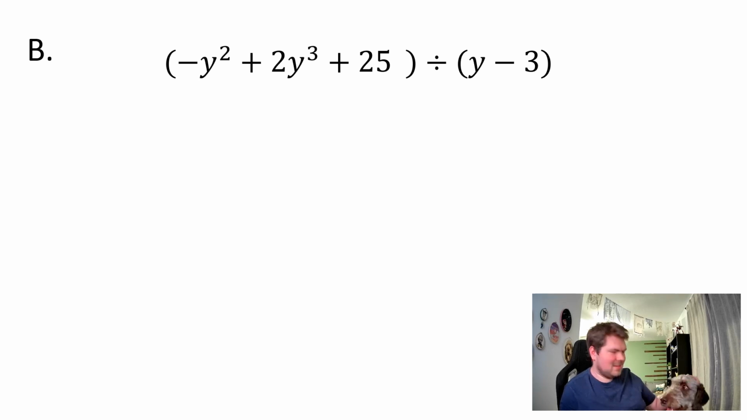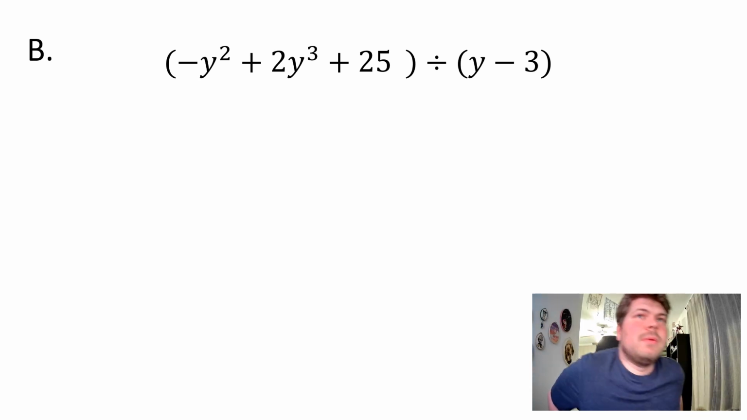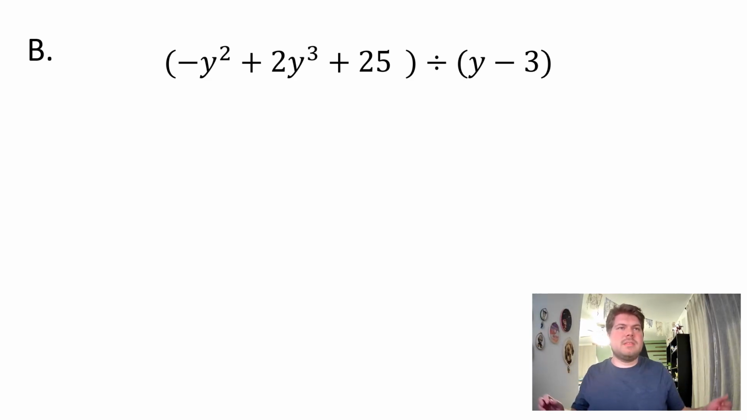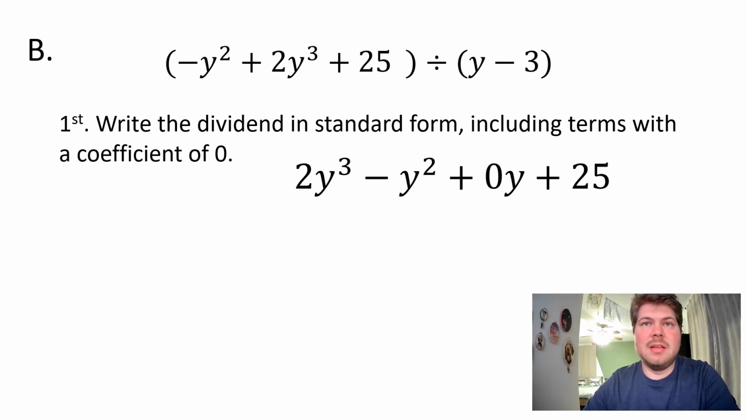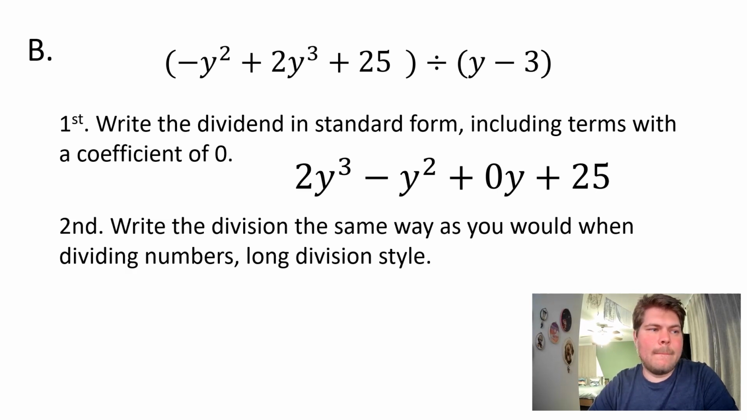Yeah. All right, well, we are going to do negative y squared plus 2y to the third plus 25 divided by y minus 3. But you might notice right away that we need to put it in standard form, and we need to fill in the blanks wherever we're missing anything in the pattern. So in this case, it's going to look like 2y to the third minus y squared plus 2y plus 25.